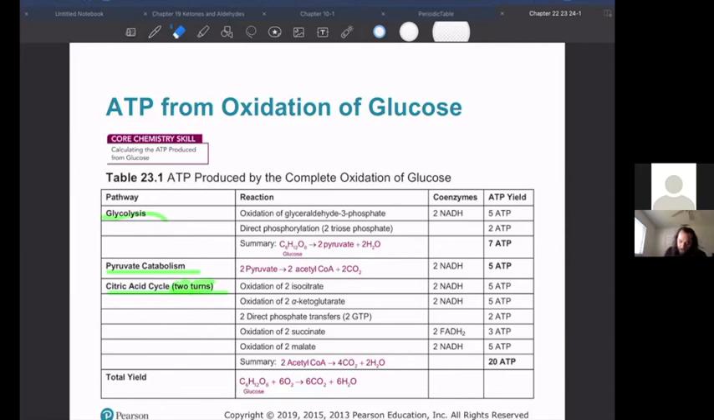So that means the total yield of this overall reaction, where 1 molecule of glucose is combined with 6 oxygens to create 6 carbon dioxides and 6 waters, we have a payoff of a total of 32 ATPs in all of those steps combined: glycolysis, pyruvate catabolism, citric acid cycle, and the electron transport chain. 1 molecule of glucose would yield 32 ATPs. Okay.